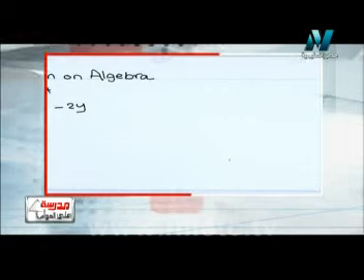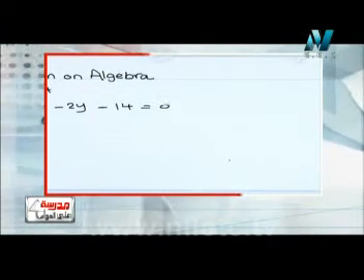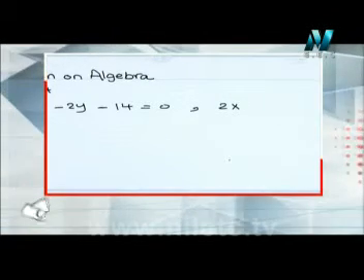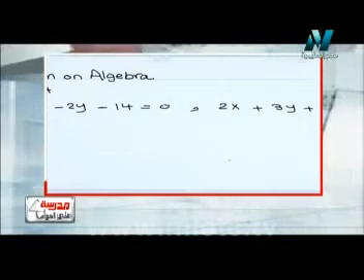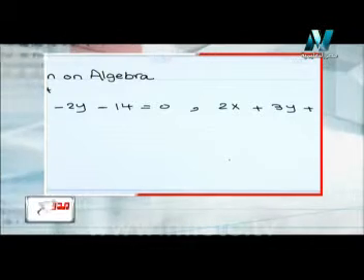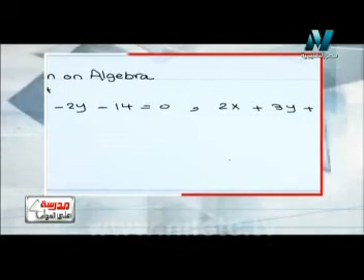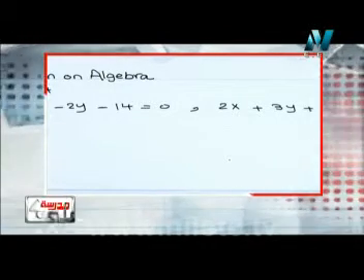3x minus 2y minus 14 equals 0, and the other equation is 2x plus 3y plus 8 equals 0. This is page 134, third number 9. ازاي بنعمل solving two equations, and these two equations both of them are of first degree and in two variables.